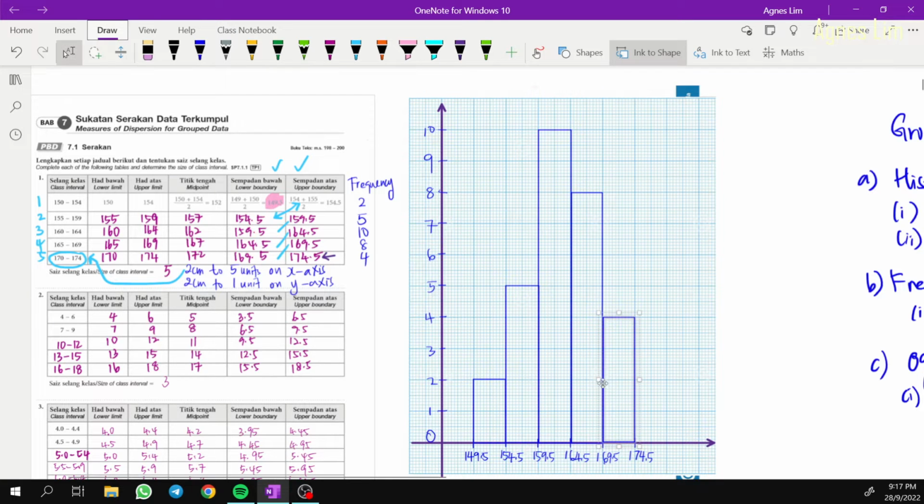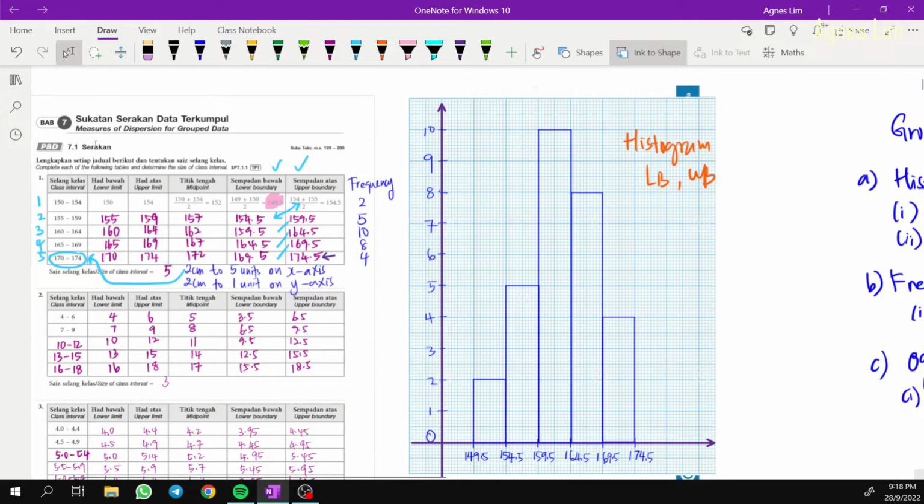Make sure that the number of bars is the same as the number of classes that you have. So that's the histogram. You can make a note in your graph: this is a histogram that uses the lower boundary and the upper boundary. So this is the first graph.